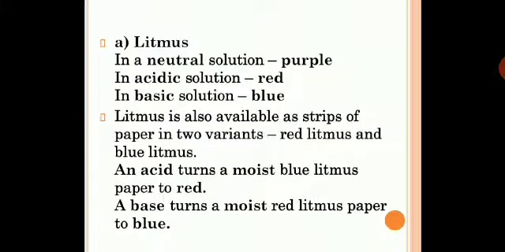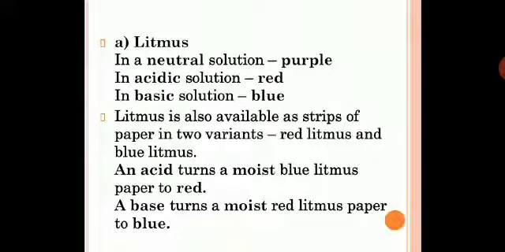Now litmus, you can see litmus over here. In a neutral solution, it is purple in color. It's a natural indicator we obtain from plants. In acidic solution, it shows red color. In basic solution, it shows blue color. Litmus is also available as strips of paper in two variants, red litmus and blue litmus.